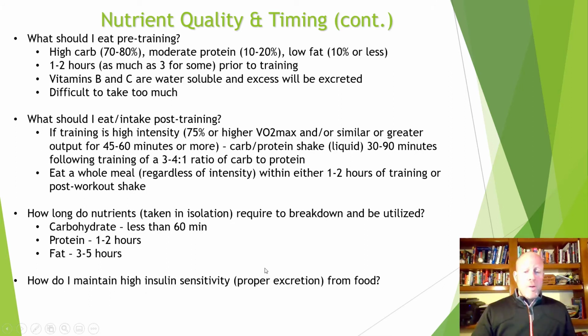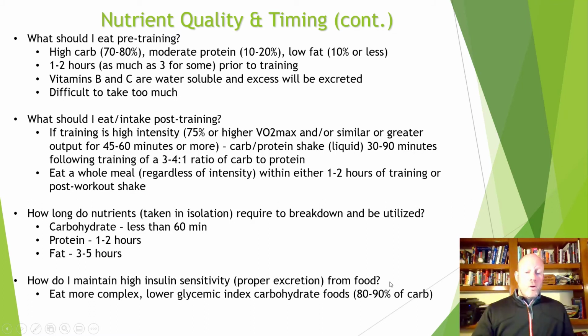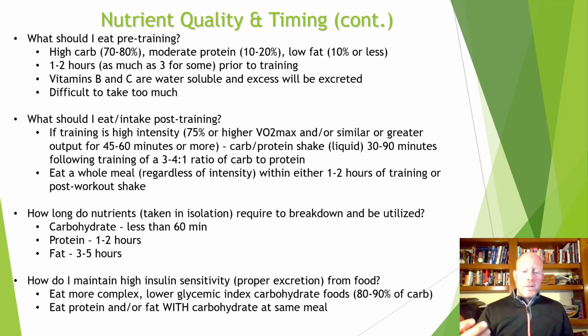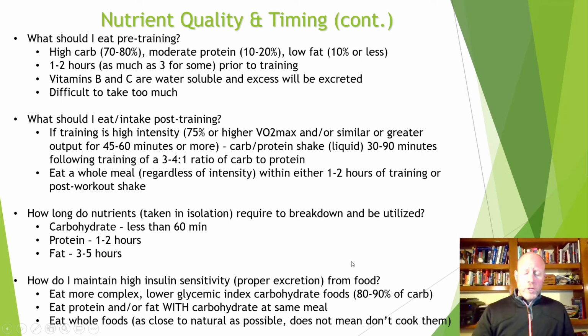How do I maintain high insulin sensitivity, or proper secretion of insulin, essentially, from food? Well, eat more complex, low glycemic index carbohydrate foods. You won't have a significant insulin secretion if you eat complex carbohydrate, low glycemic index foods. Also, eating protein or fat with carbohydrate in the same meal slows the absorption rate, slows the breakdown rate to 1 to 2, 3, 4, 5 hours. So that can work as well. And of course, eat whole foods, real foods.